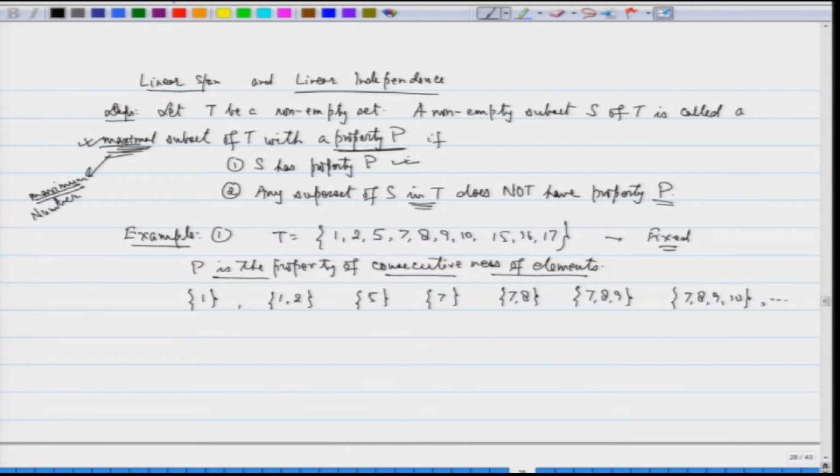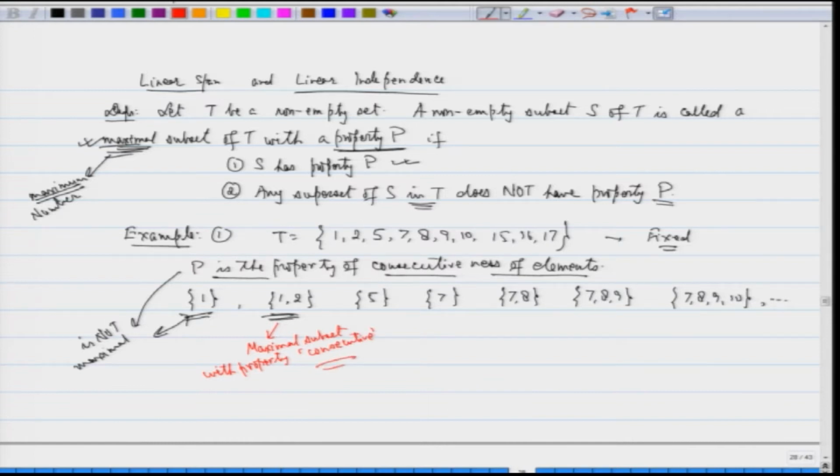So, for example, it says that S has property P. So, if I look at 1, it has property P, because there is only one element, so it is consecutive among its own elements. But it says that any superset of S in T does not have property P. So this 1, 2 is a superset of 1 and it has that property, fine. So therefore, this is not maximal with this property P. Is that okay? If I look at 1, 2 now, then I cannot pick any element from T and adjoin it to it, so that consecutiveness is still maintained. So therefore, 1, 2 becomes a maximal subset with the property, what is the property? Consecutive.